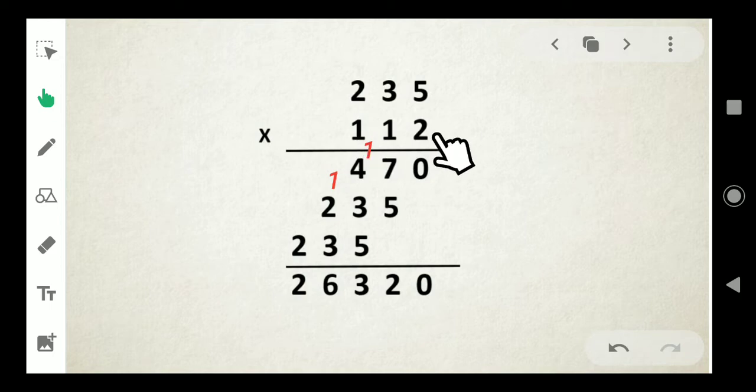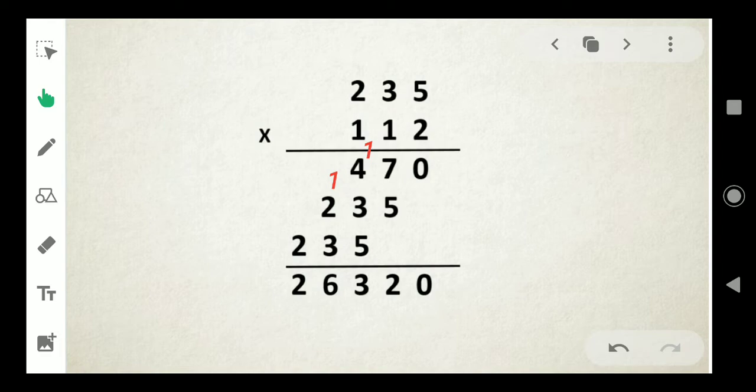Please revise it. When we are multiplying with a number in the ones place, where did we start writing? In the ones place itself. When we are multiplying with a number in the tens place, where did we start to write the answer? In the tens place itself. In the same way, if you want to multiply with a number in the hundreds place, where should we start writing? In the hundreds place. Only that much to remember.